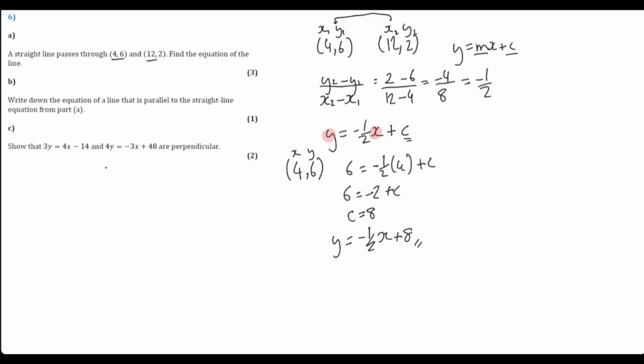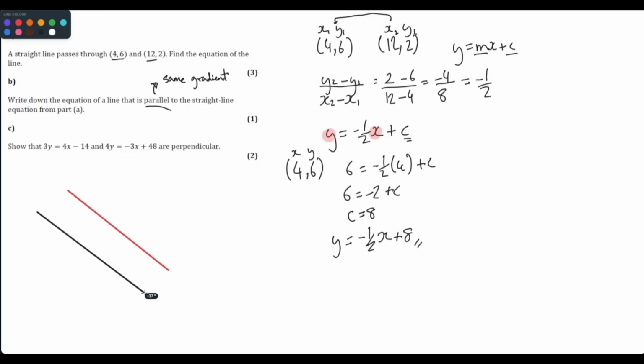Part B, write down the equation of a line that is parallel to the straight line. So what makes it parallel? It must have the same gradient. Just a quick reminder, if I have a line that looks like this, a parallel line will have the same steepness, and even though this line is below the red line, it still has the same steepness, so the same gradient. So for part B, if it has the same gradient, I could just say minus half x. It really doesn't matter about the y-intercept. As long as it's not the same, I could say plus 6, for example.